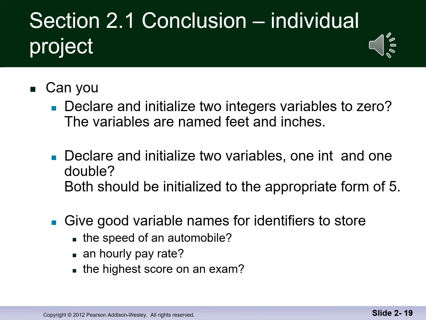Declare and initialize two variables, one int and one double. Both should be initialized to the appropriate form of 5. And can you give good variable names for identifiers to store the speed of an automobile, an hourly pay rate, the highest score on an exam? There are no exact correct answers for that last one. Speed of an automobile could be auto underscore speed, it could be car underscore speed, it could be speed underscore, but they need to be intuitive and they need to be clear as to their intent.